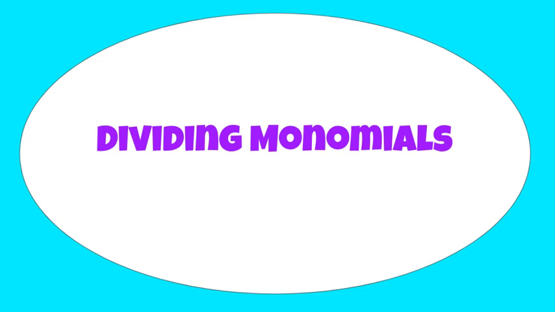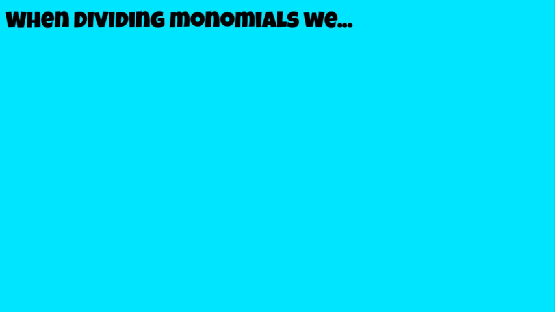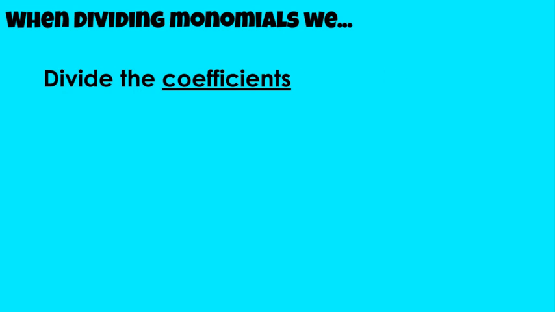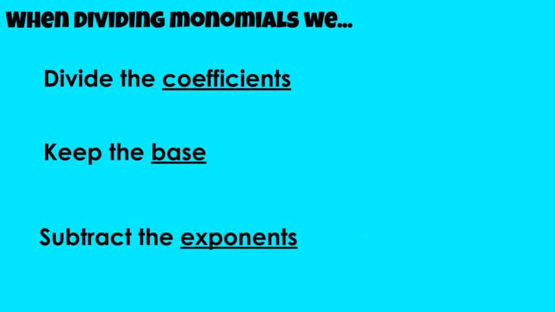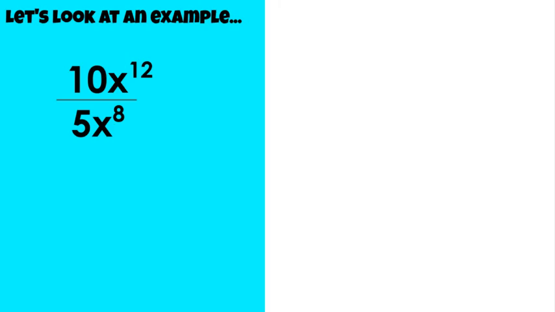Okay, now we're going to move on to dividing monomials, which is the opposite of multiplying them. When we divide monomials, first we're going to divide the coefficients, then we're going to keep the base, and third we're going to subtract the exponents. Let's look at an example.